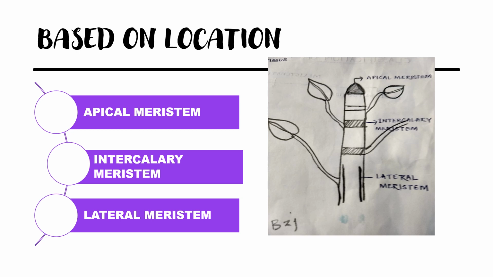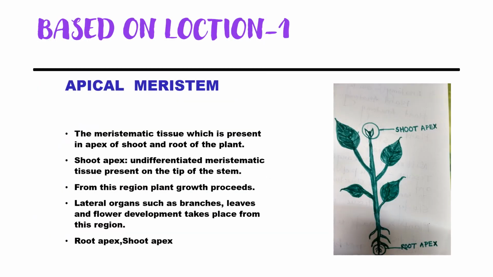This gives rise to different parts of the plant. We'll discuss it later. The lateral meristematic tissue is present at the side, or parallel to the long axis. So based on location, the first division is apical meristem. Apical meristem, as we said, is present either in the root apex or in the shoot apex.